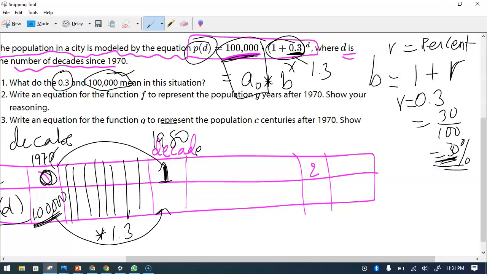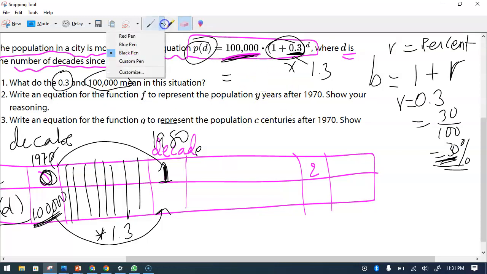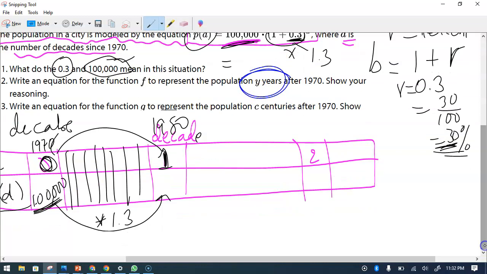Now the second question: write an equation F. So this time we have to change to Y years. So this is Y years. F of Y. So the next question is F of Y. So you want to know each year. See this part, this is the year. And you can see there's 1 year, 2 years, 3 years, 4 years, 5 years, 6 years, 7 years, 8 years, 9 years, and 10 years.